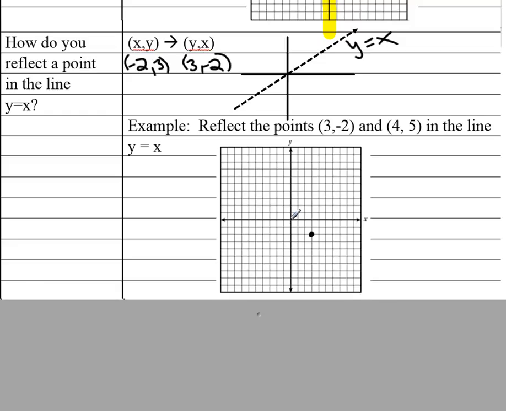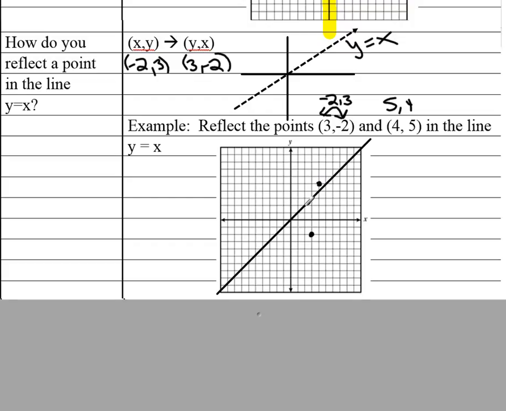So let's plot 4, 5. 1, 2, 3, 4. 1, 2, 3, 4, 5. And we are going to reflect these over the line y equals x. I'm going to draw the line in to guide you as a visual. And the rule is that to reflect them over the line y equals x, we flip-flop the x and y. So this should be -2, 3 over the line y equals x, and this point should be 5, 4.